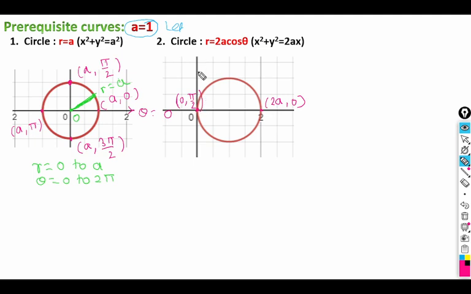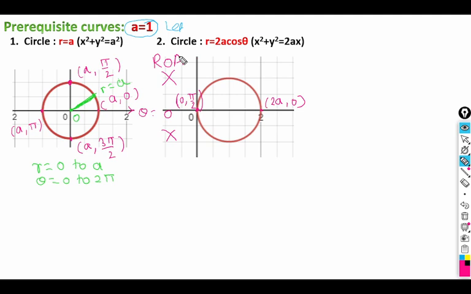Now if you put any value from pi by 2 to 3 pi by 2 in this equation, what happens? r comes negative. For example, say theta is pi. When theta is pi, cos pi is minus 1, r is minus 2a. Whenever r is negative, don't plot those values. That part is known as a region of absence. By observation also, it is clear the circle exists in the first quadrant and in the fourth quadrant. So in this case, the second quadrant and third quadrant are known as the region of absence. There is no curve in the second and third quadrant.